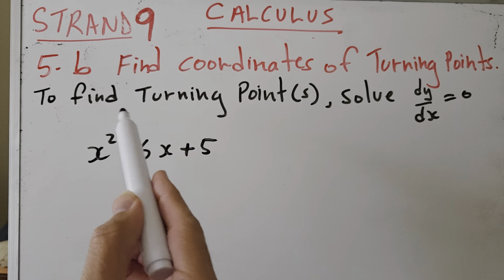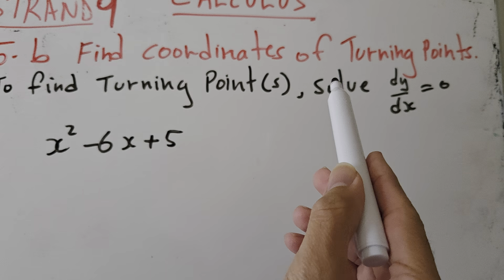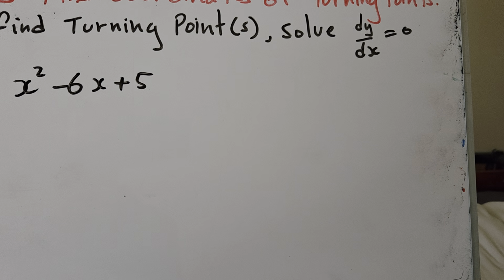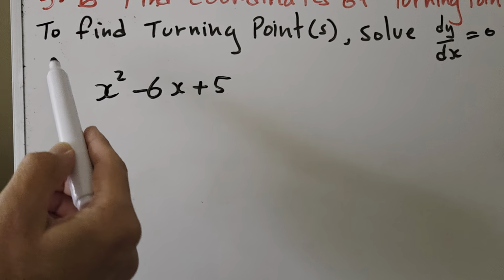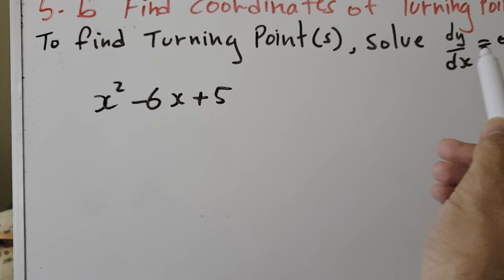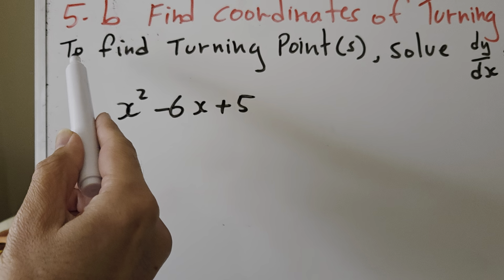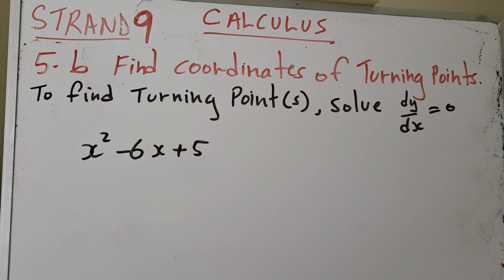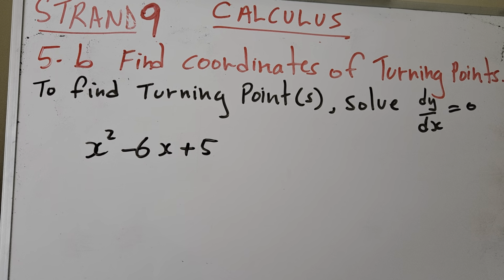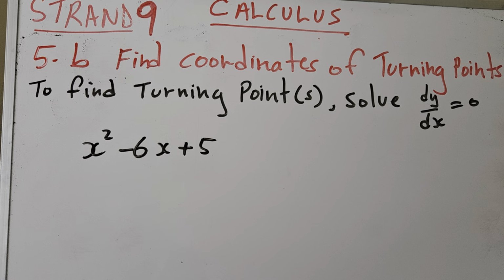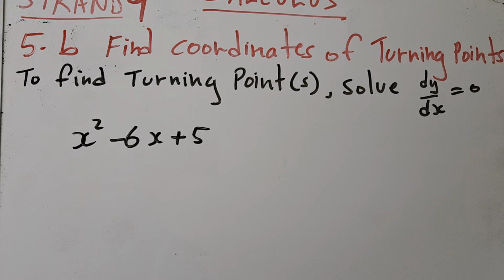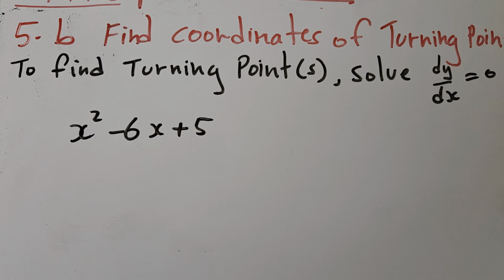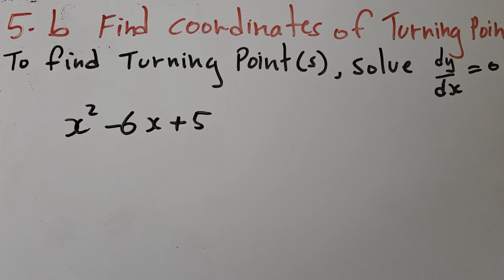So in part B, it is saying find the turning points. To find the turning points, we solve dy over dx is equal to 0. Now in the question paper, this sentence was not written. I have written the sentence over here, but that clue was not given in the question paper. So you as a good math student should be able to know that if you equate the differentiated function equal to 0 and solve it, you would be able to lead yourself to get the turning points.